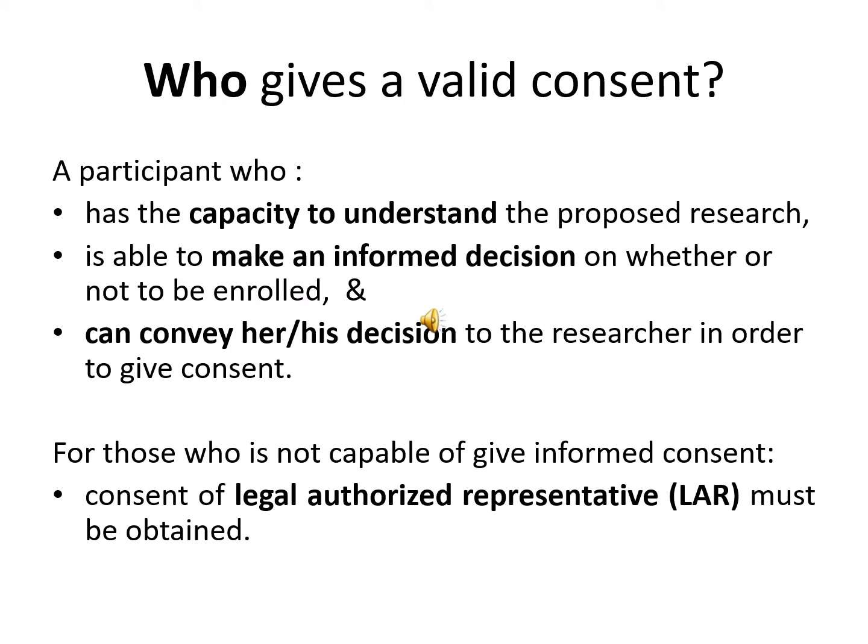Now, next question is, who can give us a valid informed consent? A valid consent can be obtained from a participant who has the capacity to understand the proposed research, who is able to make an informed decision on whether or not to be enrolled in the study, and who can convey his or her decision to the researcher. And for those who are not capable of giving valid informed consent, the consent may be taken from their legal authorized representative or guardians, for example in children.